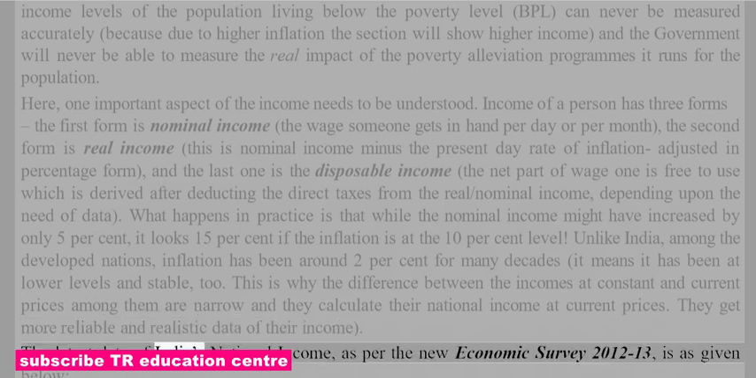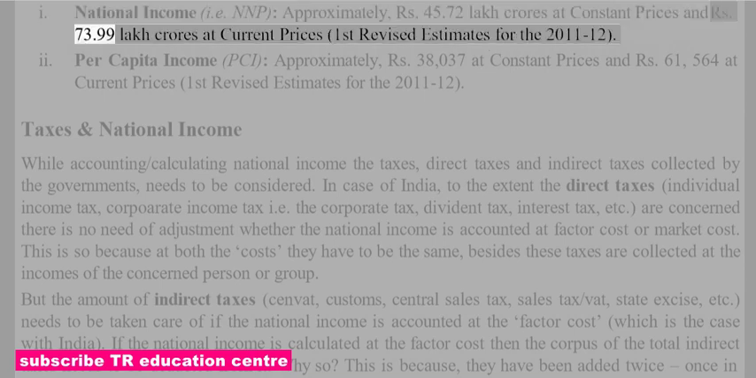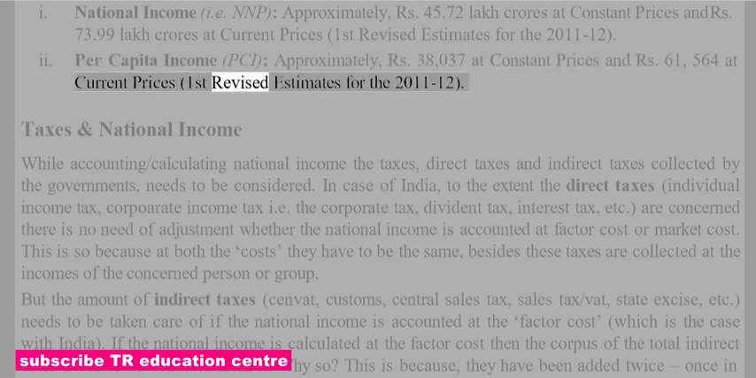The latest data of India's national income, as per the new Economic Survey 2012-13, is as given below. 1. National income, NNP, approximately 45 lakh crore 72 thousand rupees at constant prices and 73 lakh crore 99 thousand rupees at current prices. First revised estimates for 2011-12. 2. Per capita income, PCI, approximately 38,037 rupees at constant prices and 61,564 rupees at current prices. First revised estimates for 2011-12.